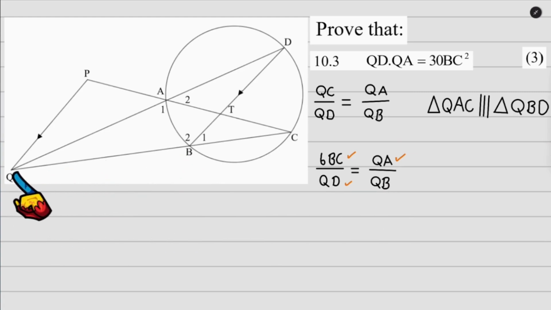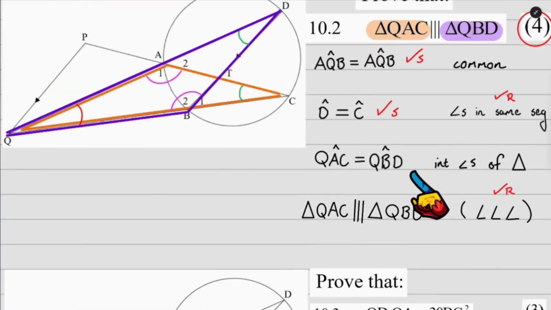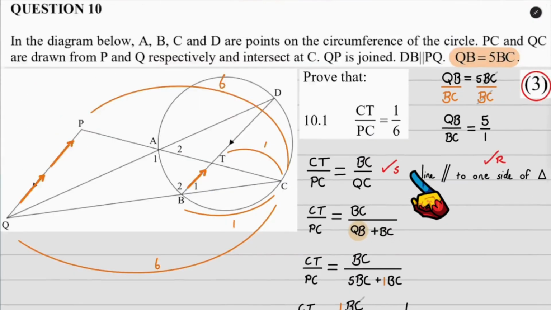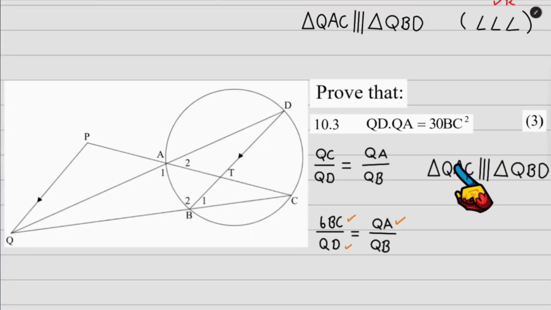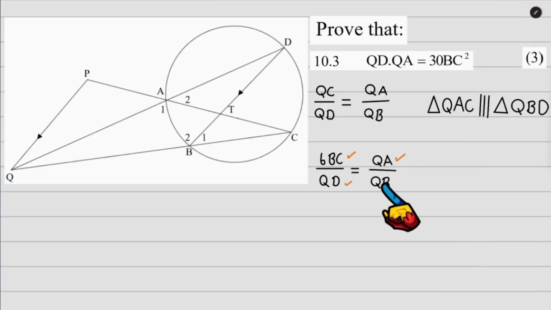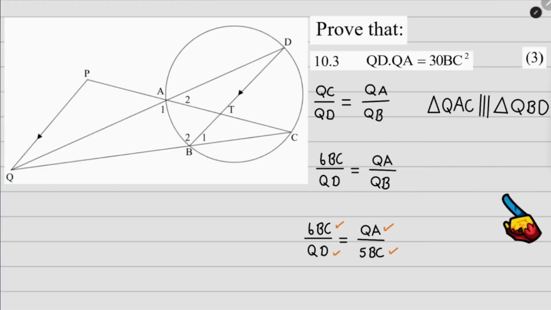QB is over here, and earlier on they did give us this statement over here. QB equals 5 times the length of BC. So we can change QB to 5 times BC. So let's go ahead and change QB to 5 BC. And now I've got the right sides over here.